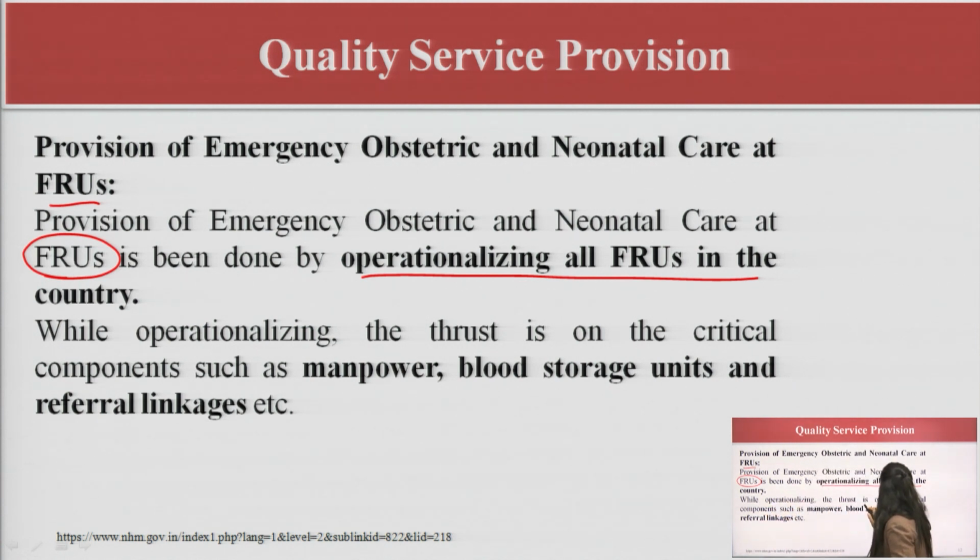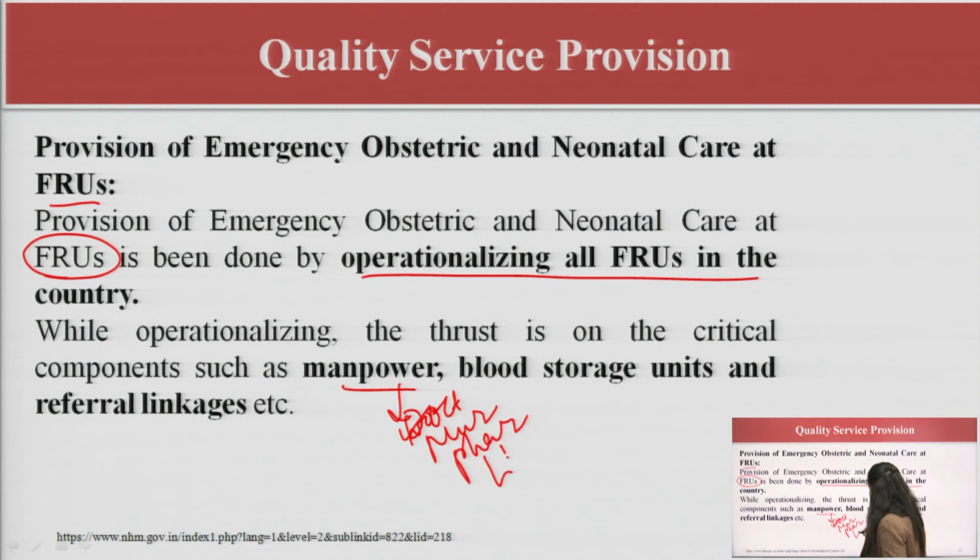While operationalizing, the thrust is on the critical components. What are the critical components, and how will they be operationalized? Only when there is proper infrastructure. Infrastructure requires a lot of things like manpower. We need skilled health professionals, meaning doctors, then nurses, pharmacists, lady health visitors, then ANMs, auxiliary nurse midwives. They are all part of the manpower, and if we have them, then only can we provide the infrastructure to the patients.